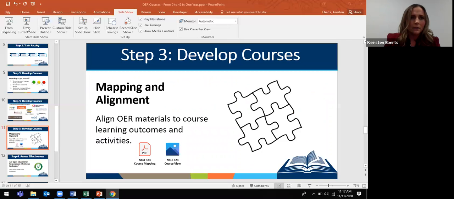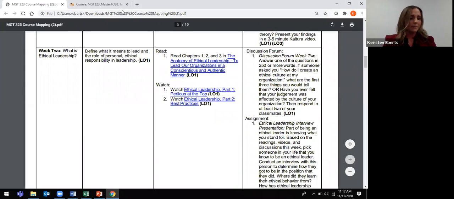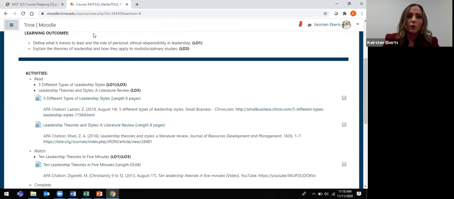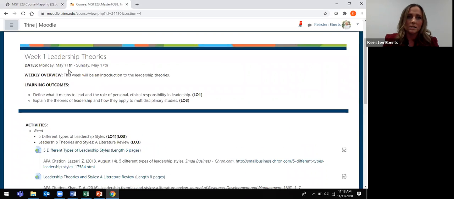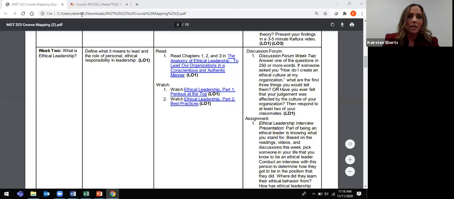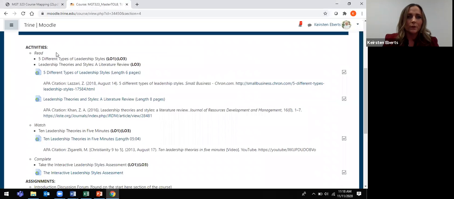I'm going to jump back here. And then once the mapping is completed, a subject matter expert reviews the mapping for content and approves it. Once the mapping is reviewed and approved, then the course can be converted into, this is our LMS, this is Moodle, our LMS that we use. And you can see how we've taken this mapping and we've applied it into our Moodle. So this is where you can see we've identified the mapping and how it aligns throughout the course and included the various open educational resources.